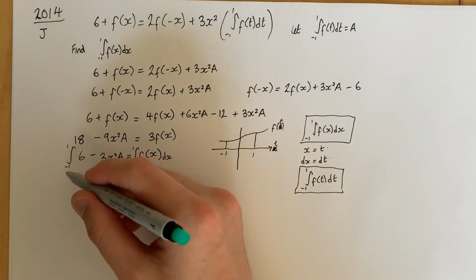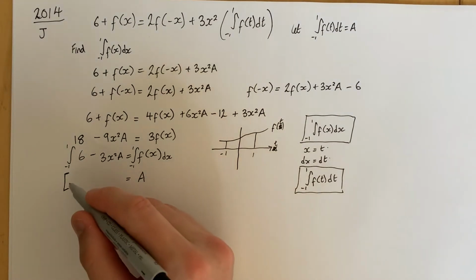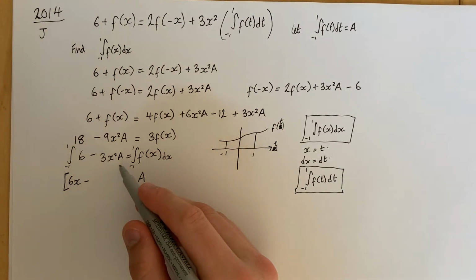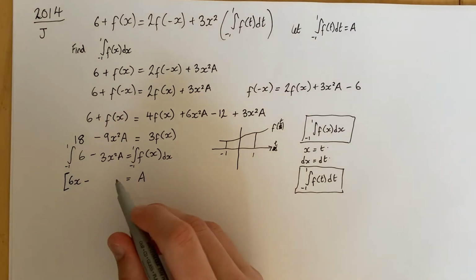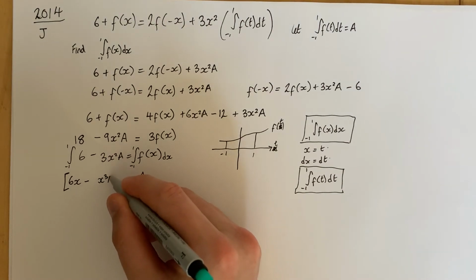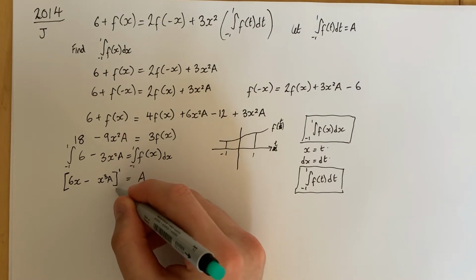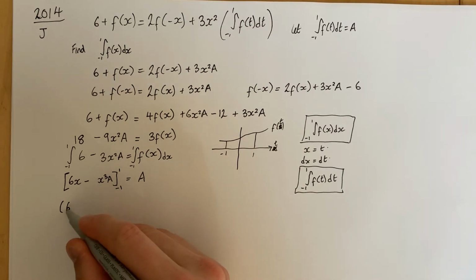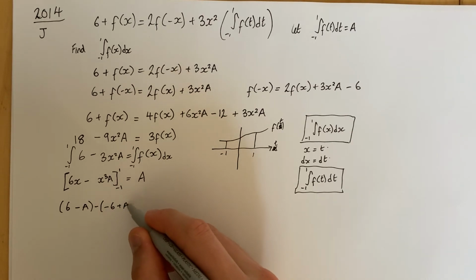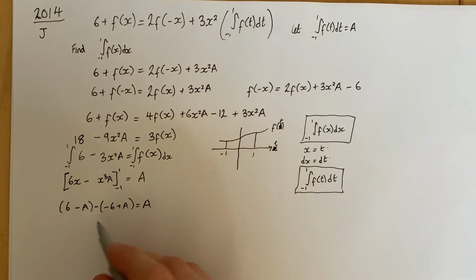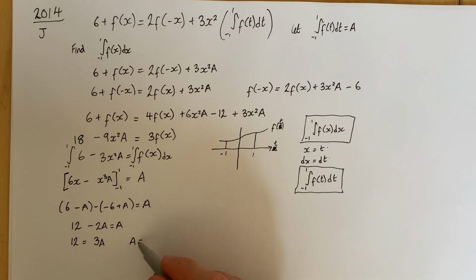Integrating the left-hand side, we're going to get 6x minus, well, remember, a is just a number, so it's just part of the coefficient of x squared, so it's just going to become x cubed a, between 1 and minus 1 here. Substituting that in, 6 minus a minus 6 plus a equals a. Well, that's 12 minus 2a, so 12 minus 2a equals a. 12 equals 3a, which means that a equals 4.